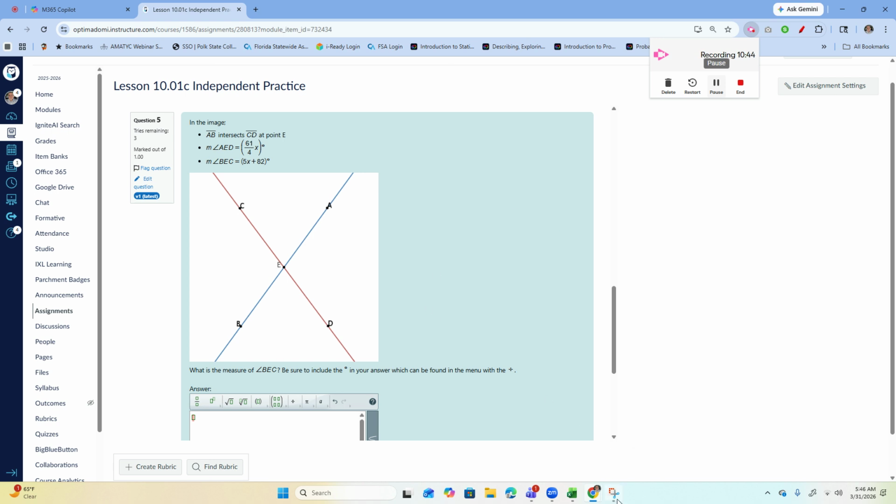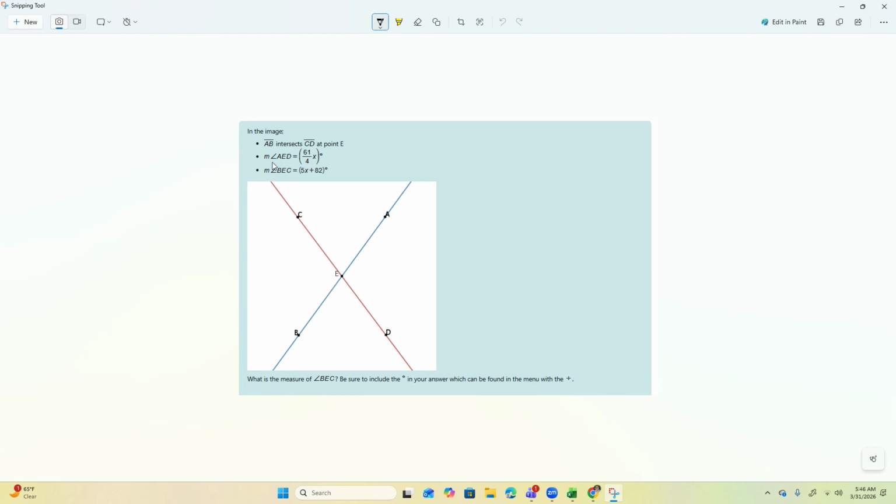All right, here's the last problem, very similar like the previous one. So they tell you that line AB, the blue line, and the line CD, the red line, they cross, they intersect at point E. And they tell you that angle AED, which is this angle right here, okay, so all of this here is 61 over 4x. And angle BEC, which is this angle here, this angle is 5x plus 82.